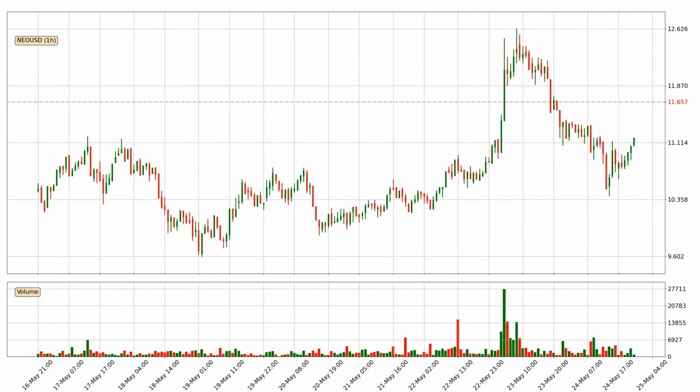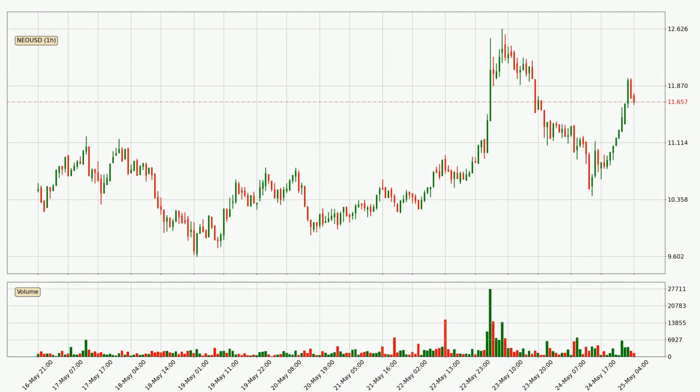Let's get started. Today, find out how the price of NEO has changed and what the technical indicators SMA, EMA and RSI show. If you are unfamiliar with the indicators, check out the explanation videos below.